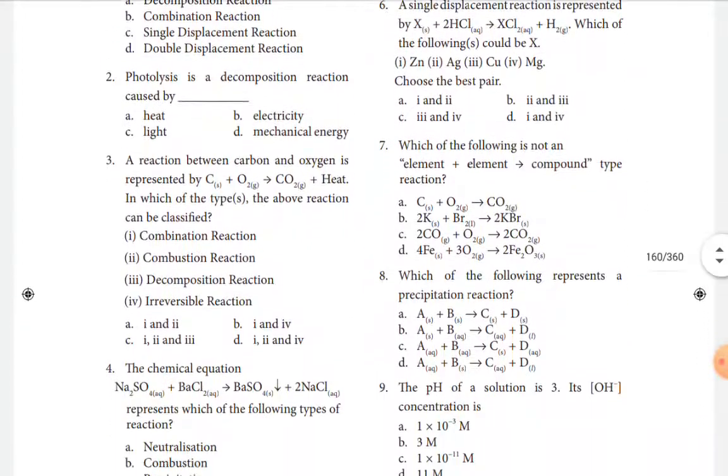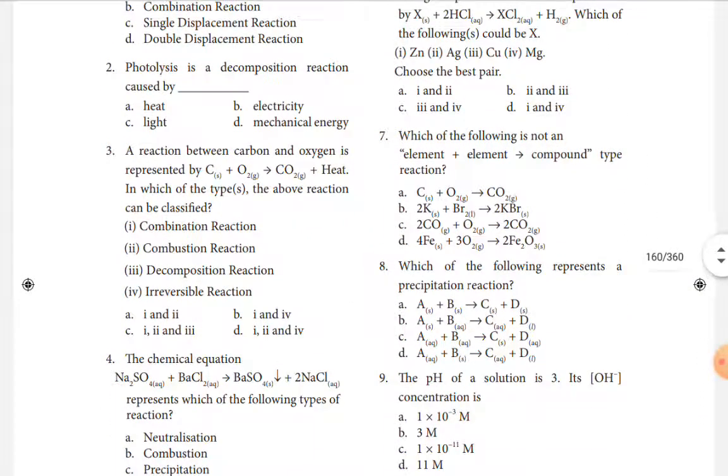Then, which of the following is not an element plus compound type of reaction? The question says not, so you are asked to select the incorrect one. First, carbon plus oxygen, that is element. Potassium bromine also element. Then D, iron and oxygen also element. So the third one, C, 2CO + O2 gives 2CO2. Option C is the correct answer.